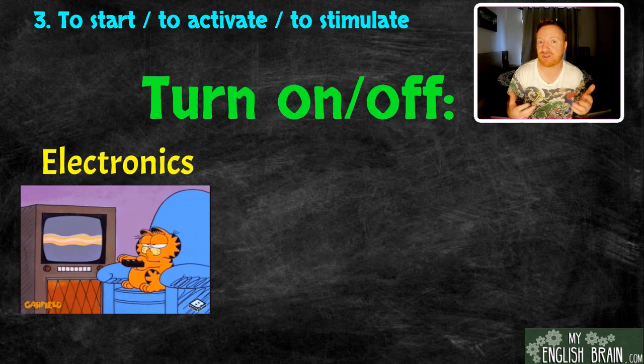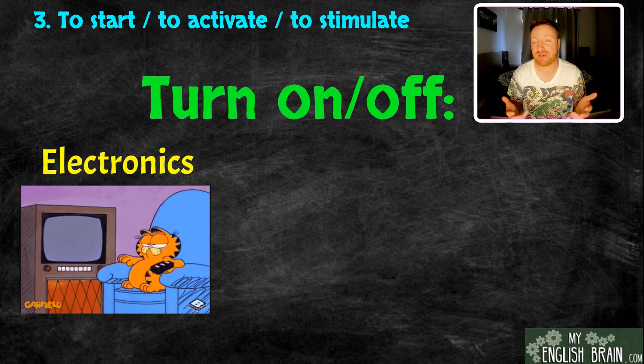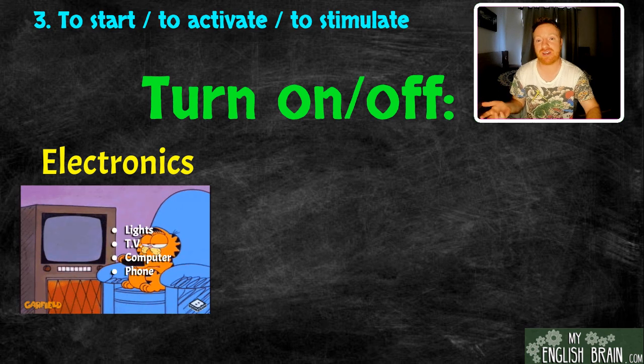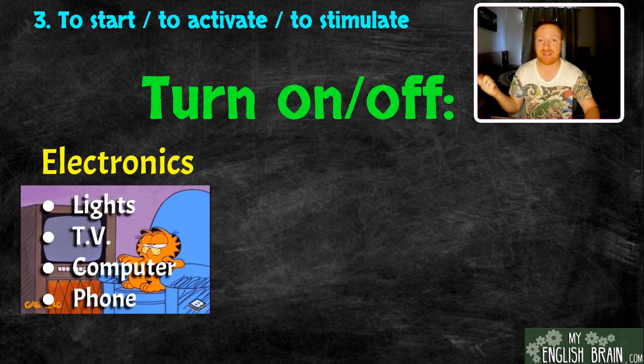Now, we can use turn on and turn off for basically any type of electronic. Anything that uses electricity, we need to turn it on to activate it and turn it off to deactivate it. So the things that we turn on and off are lights, TVs, computers, phones, microwaves, ovens, anything that uses electricity. We turn it on when we want to use it. We turn it off when we don't want to use it anymore.